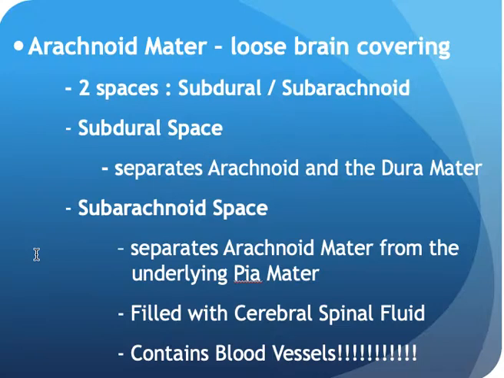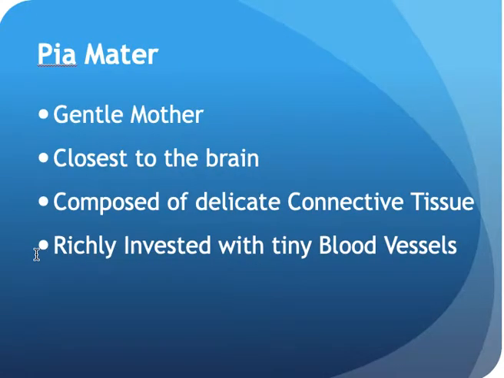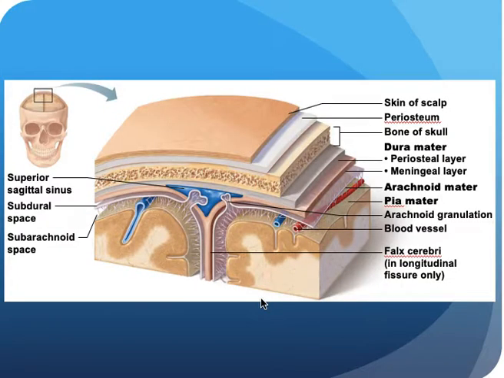And again, we're going to keep those a little more interior just to keep them a little bit safer. Pia mater is going to be the one closest to the brain. It means gentle mother, composed of delicate connective tissue, because again, it's right next to the brain. And this one again is going to be richly invested with tiny blood vessels. And again, that's mostly because your brain needs a lot of energy and it needs a lot of nutrients to function properly.